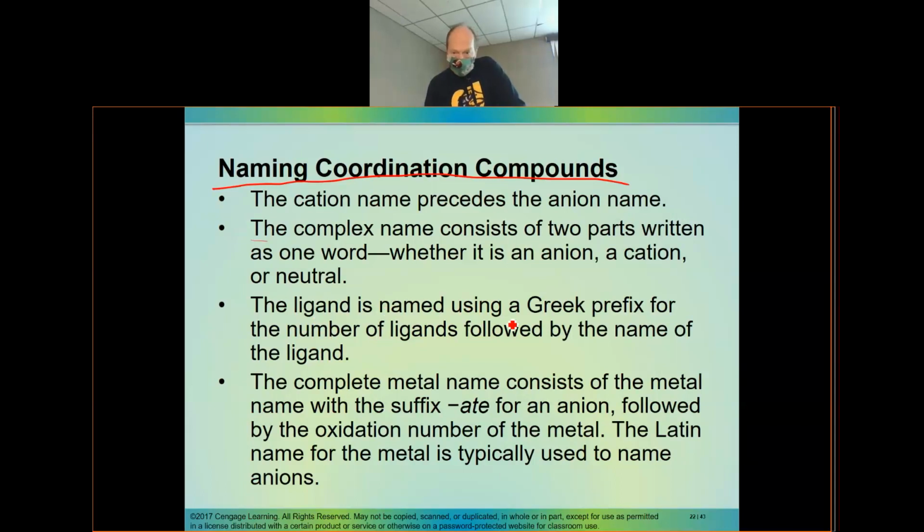The ligands are named using a Greek prefix. So that's our dichloro, that's our tetraamine. So we use the Greek prefixes for the number of ligands. The complete metal name consists of the metal named with the suffix ate if it is part of the anion. If it is neutral or it is positive, you simply give the metal name. Only if it is part of the anion will the metal name end in ate.